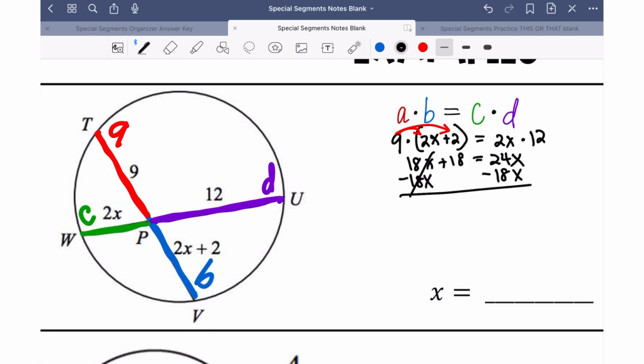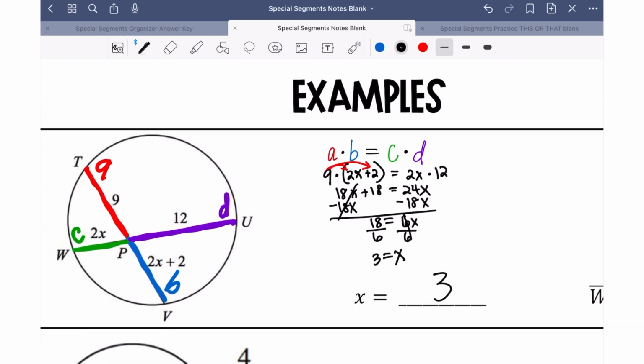Okay, when we're solving, what you do to one side, you do to the other. Bring down the 18. 24 minus 18 is 6. Last step, divide. Undo multiplication by division. Cancel it. That should give me 3. Okay, so my x value is 3.